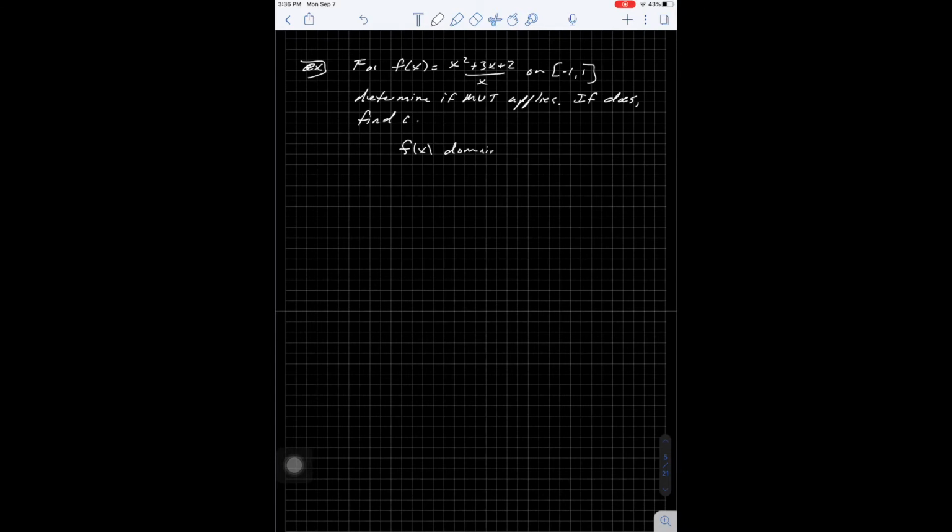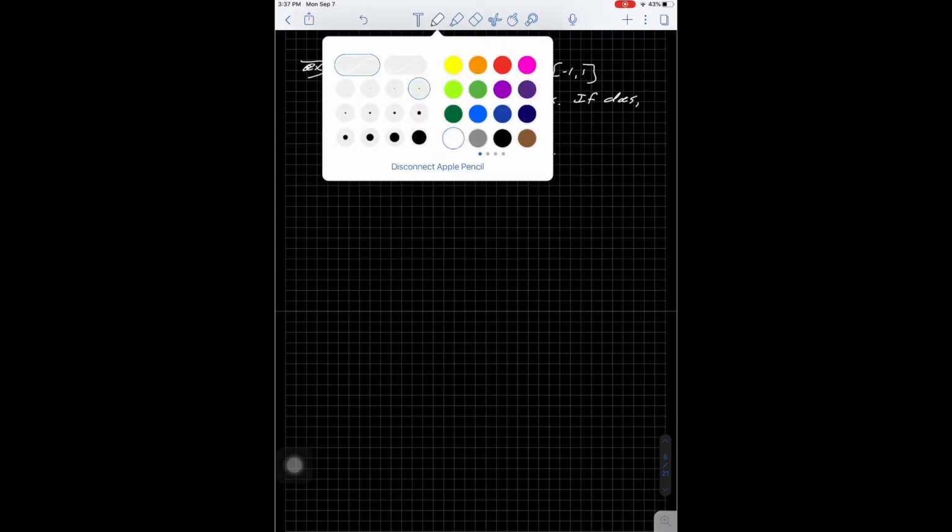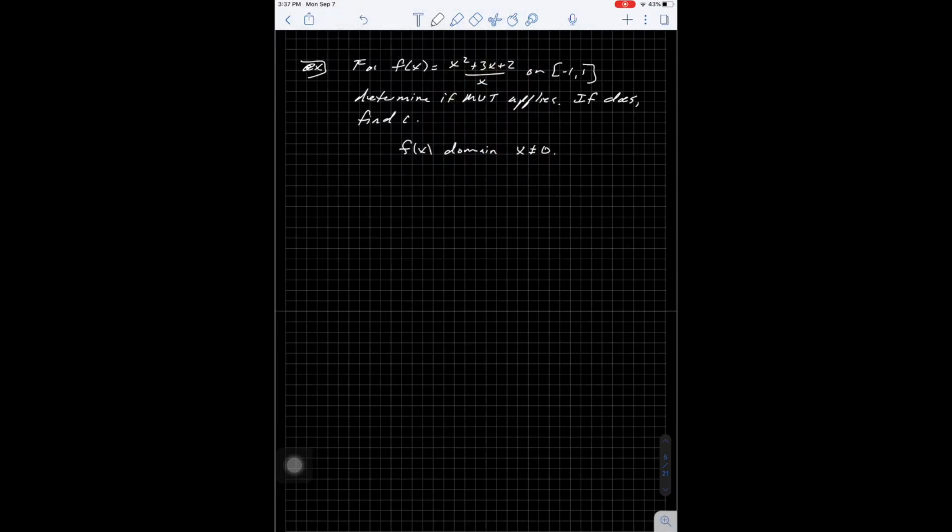The domain on f of x is that x can't equal 0. Because, and just for review, here are things that have problems. Roots have problems. They can't be negative. You can't root a negative, so they're going to have a domain problem. Logs have problems. You can't log 0 or a negative. And fractions have problems because the bottom of a fraction can't be 0. We did this domain stuff in pre-calc pretty heavily, so hopefully you remember that.